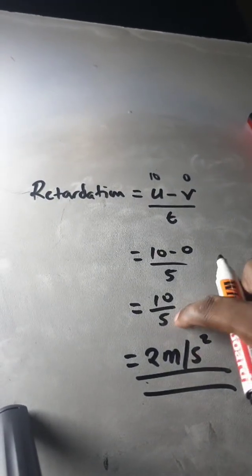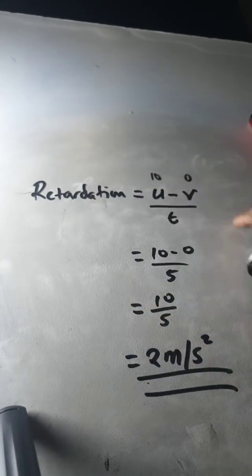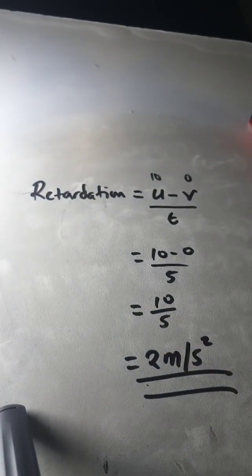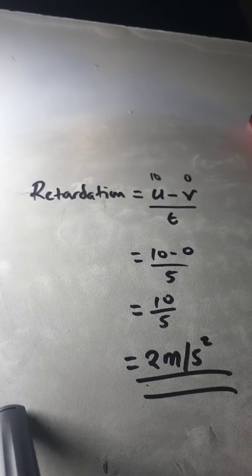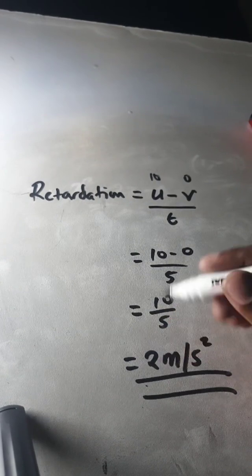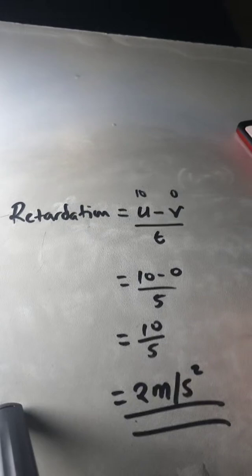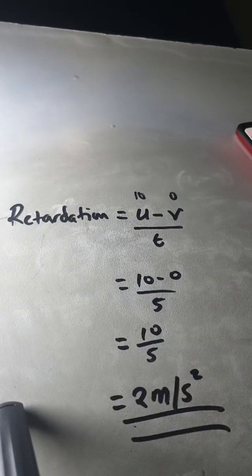We are getting a positive value for retardation because the question demands retardation. But if it asked us to find the acceleration in the last 5 seconds, it would have been negative to show it decelerates. So we have managed to find that one.